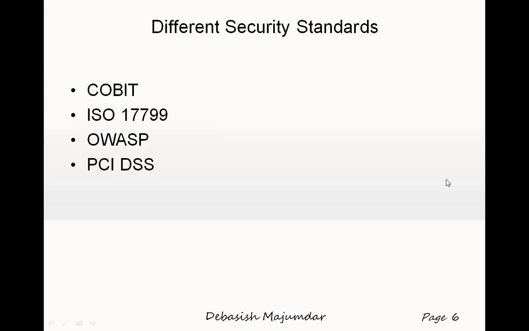So globally, there are different bodies or communities who have defined web security standards. Following are the major ones. Apart from that, there will be ISO, and COBIT is also there, including OWASP and PCI DSS.